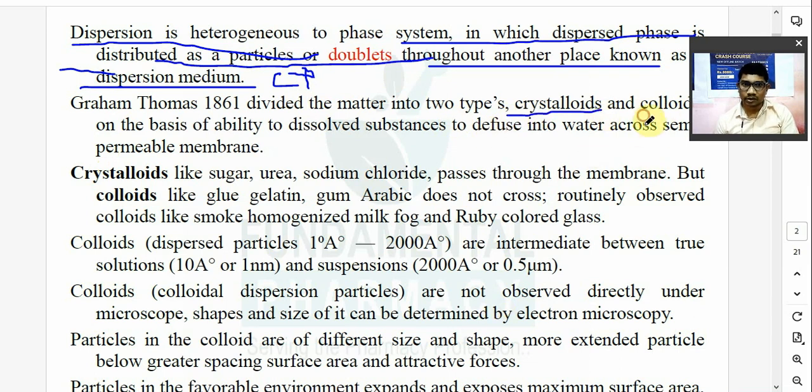The second one is known as colloids. He divided matter into two types, crystalloids and colloids, on the basis of the ability of substances to dissolve and diffuse across a semi-permeable membrane.